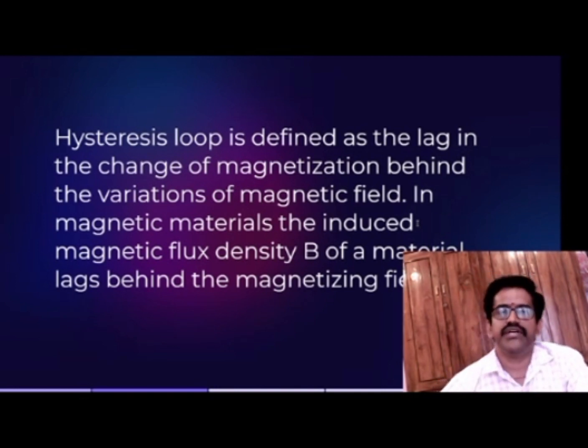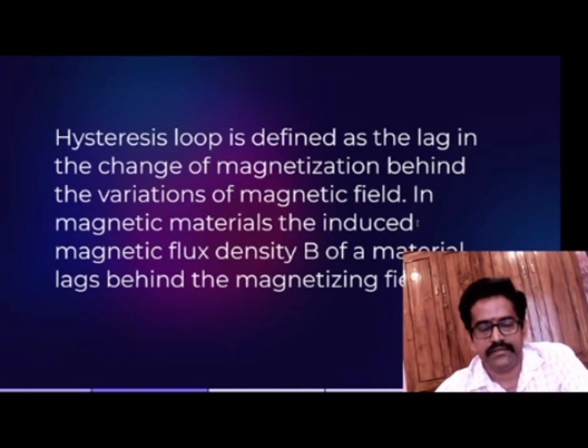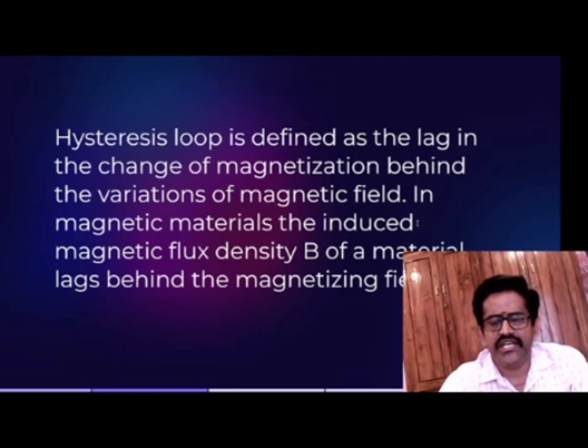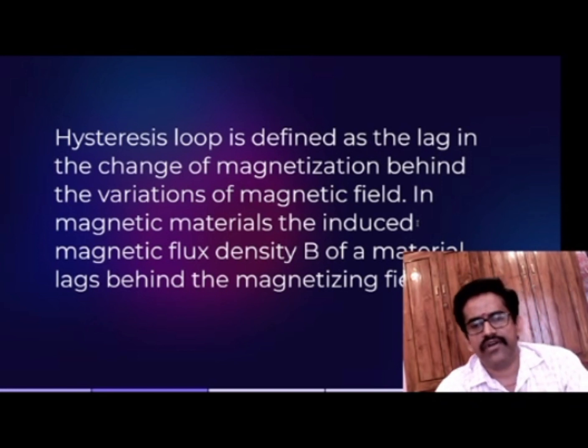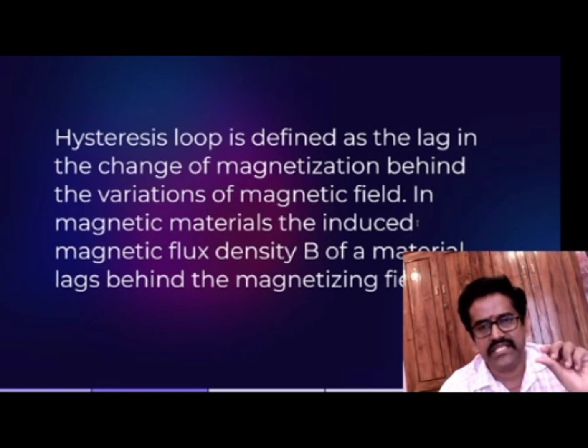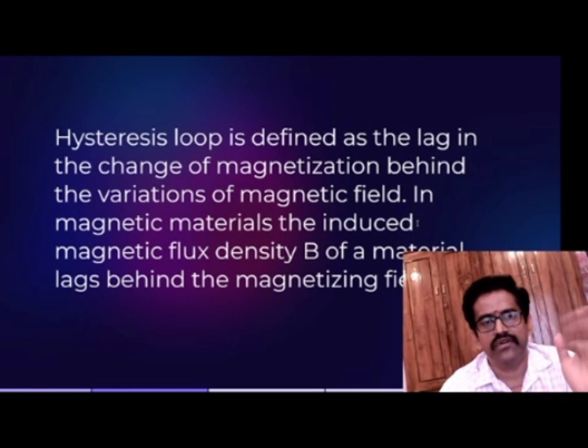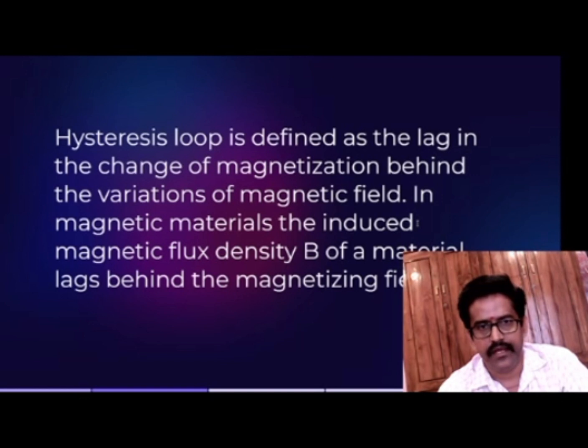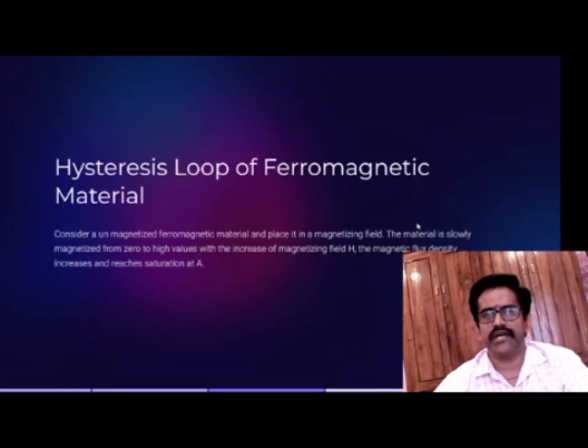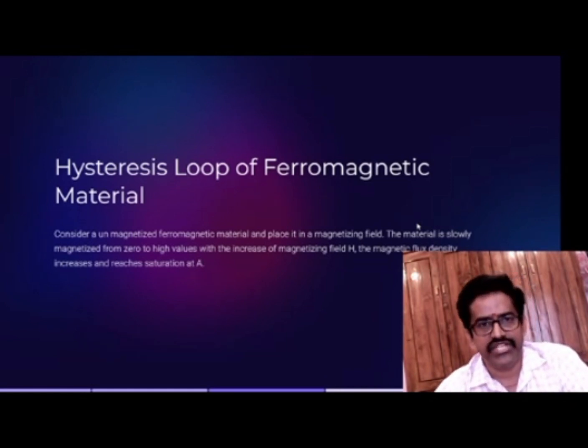Now, we consider a ferromagnetic material, just like an iron piece. Initially it is not magnetized. Our aim is to magnetize this iron material, that is, to convert this iron into a magnetic material. Initially it has zero magnetization, meaning B is equal to 0 for this iron.